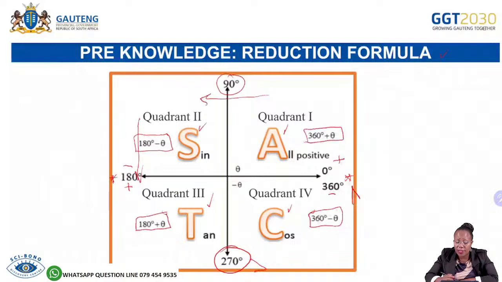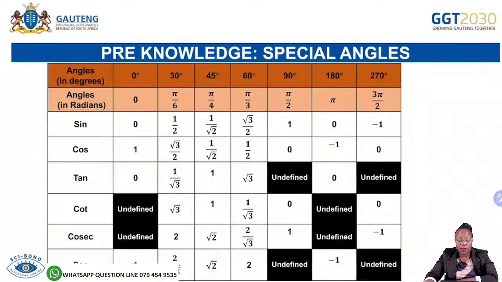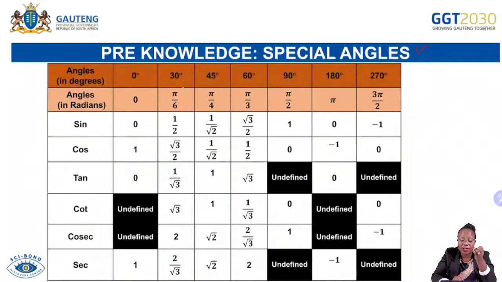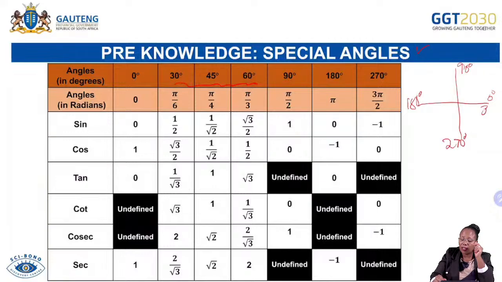Right, and then you need this diagram for reduction where you are checking your ratios, whether it is positive or negative. And then you also need your special angles. When you talk special angles, we are referring mostly to 30, 45, and 60. And then we have also included the 0, the 90, 180, and 270, because those are the angles on your Cartesian plane. That is 0 degrees, 90 degrees, 180 degrees, 270 degrees and the 360 degrees. Those are the angles on a Cartesian plane. Then we have included those two.